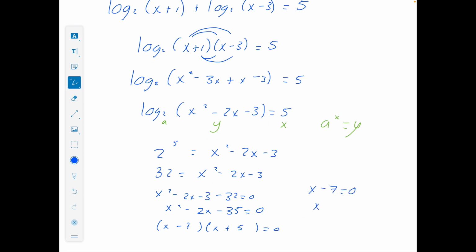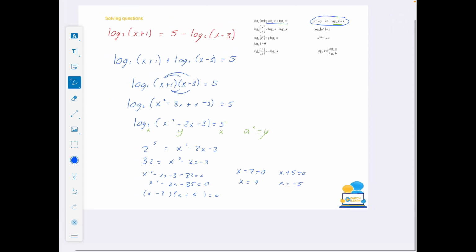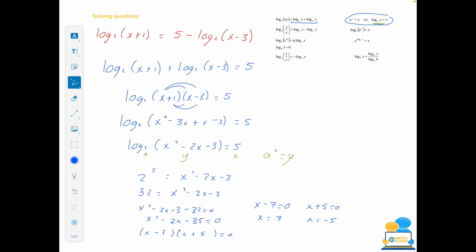So that gives us x minus 7 equals 0, so x is equal to 7. Or x plus 5 is equal to 0, so x is equal to minus 5. Okay, now for some of these questions there will be two solutions, for some there will not. So I'm going to do a quick check.